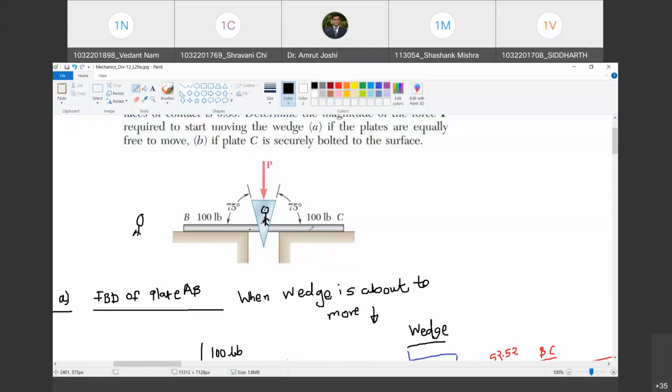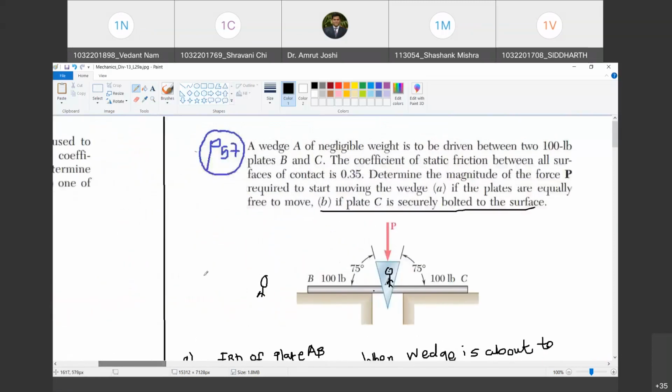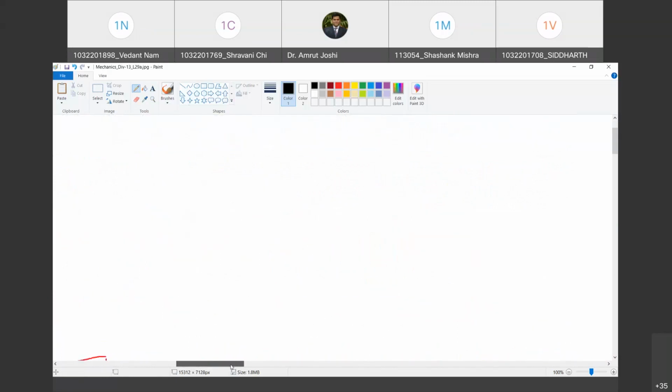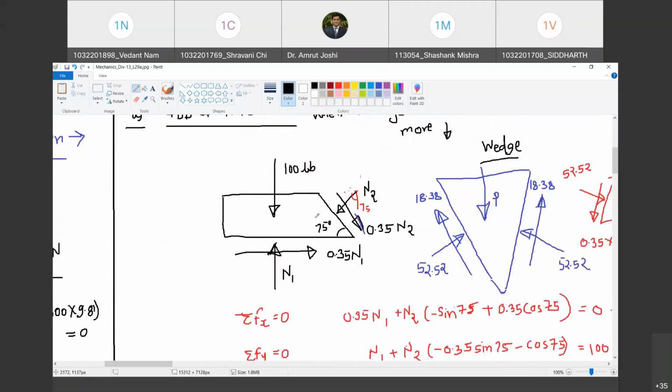Now, what next? Sir, the B part, when C is bolted. So what is the change that we are going to have here? So this is part A. This solution is for part A. Are you with me? Yes, sir. Now let us have solution for part B. चलो पार्ट बी में क्या चेंज होने वाला है? Is free body diagram of plate B going to change? No, it is going to remain as it is. So therefore N1 और N2 के values इस plate के लिए तो same रहेंगे. Do you agree with me? Yes, sir.